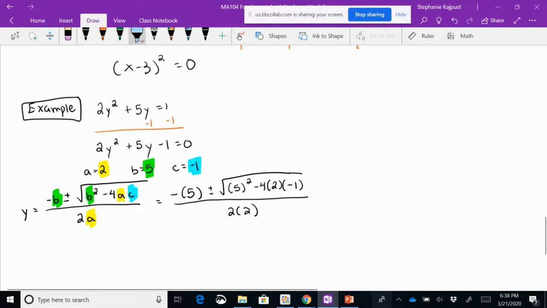Now we start going through the order of operations. We're going to do our exponent, or 5 squared. So I have negative 5 plus or minus square root. Now 5 squared is 25, so I have 25. I'm going to turn that minus 4 into adding a negative 4, then times 2 times negative 1. And then that's all over 2 times 2.